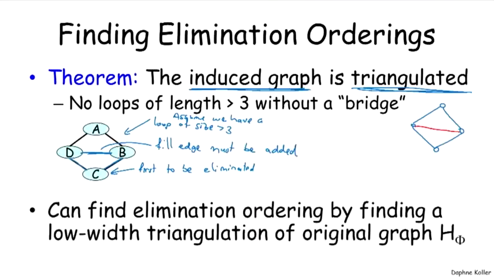So it turns out that one way to find an elimination ordering, an alternative to the heuristic that I mentioned earlier, is to find a low-width triangulation of the original graph. And there's been a lot of work in the graph theory literature on triangulating graphs, which we're not going to talk about, but you could use all of that literature for finding good low-width triangulations and then use that for constructing an elimination ordering.